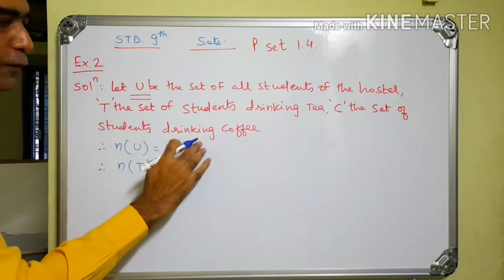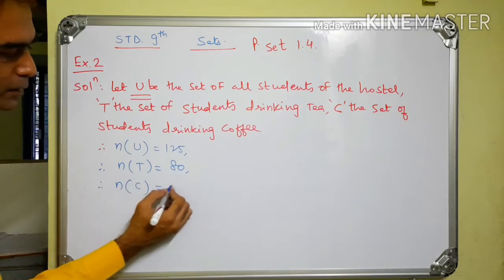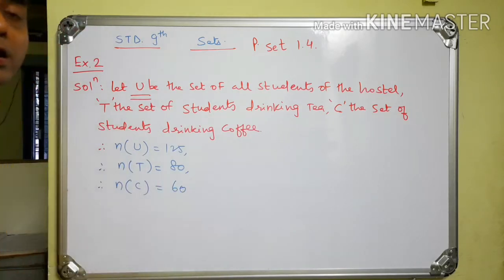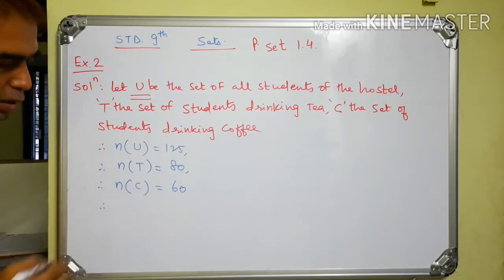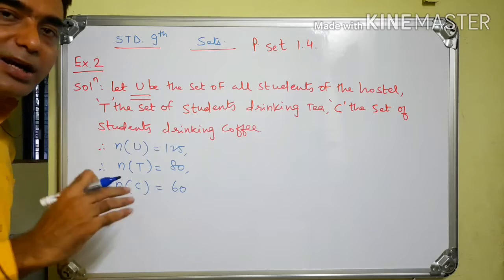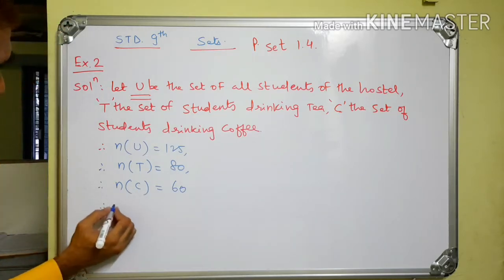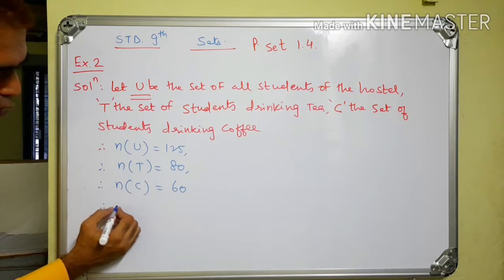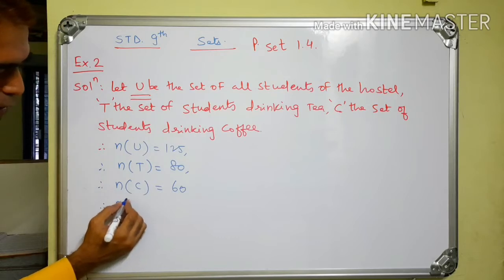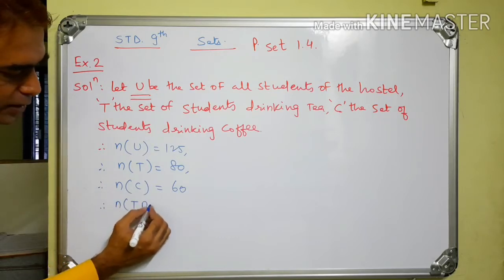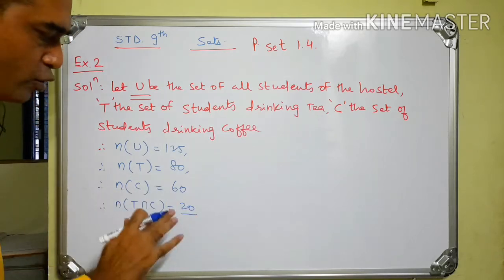And how many students drink coffee? 60. Therefore, the number of elements in set C equals 60. And there are 20 students who drink tea and coffee both. So what set will we write for them? What will be the appropriate set? The appropriate set will be T intersection C. Therefore, the number of elements in set T intersection C equals 20. 20 students drink both tea and coffee.